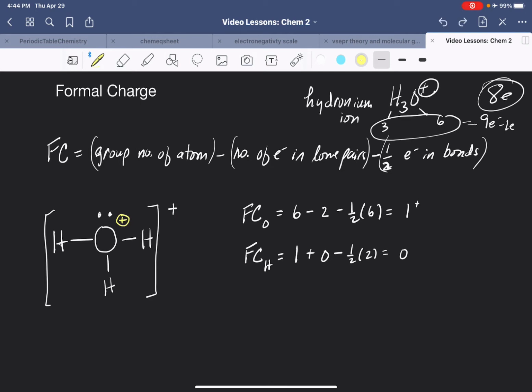Okay, so this formal charge here verifies what we've already seen, what we've memorized, what we've looked at in tables when we write hydronium as H3O+. Formal charge, this math right here, is verifying that for us. Okay. So now let's move on to some other example.